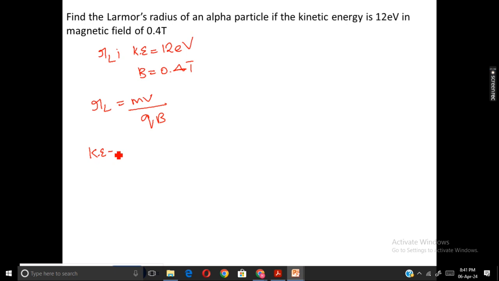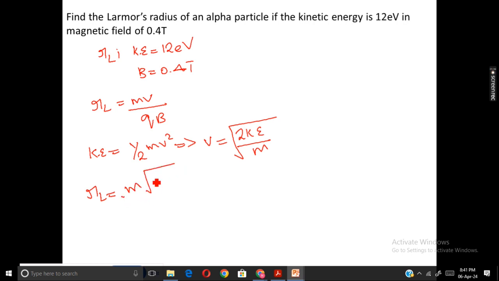And kinetic energy is half mv squared. From this we can find v as root of 2 kinetic energy by m, which is basically the velocity. So if we substitute velocity in the equation for radius of gyration, we will get m into root of 2 kinetic energy by m, divided by q, which is root of 2 kinetic energy into m, by q.